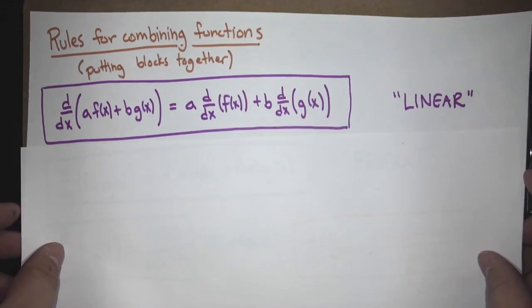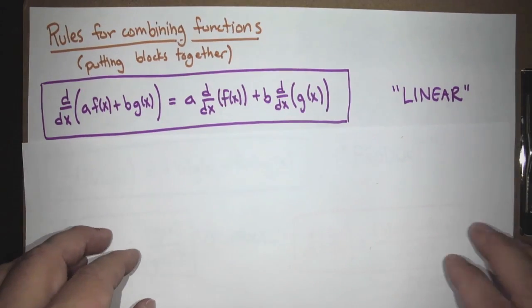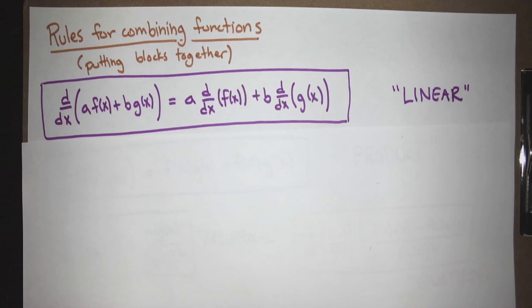And this is putting things together. So let's talk about our very first rule. And this is one of our most important rules. We do it so often, we almost do it without thinking. And so our first rule says, suppose I take the derivative of some constant times f of x plus some constant times g of x.